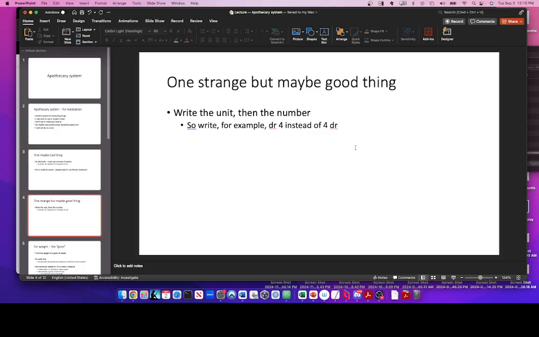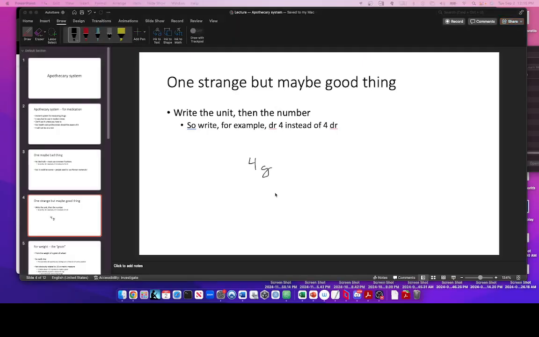And then the next part is, and there's an argument that this is more efficient, it's just not how we do things these days, they flipped the order of the unit and the number. So instead of saying 4 grams, the way we'd expect if we're using the metric system, 4 g, for the apothecary system, you write it the other way around: grams 4 instead of 4 grams.